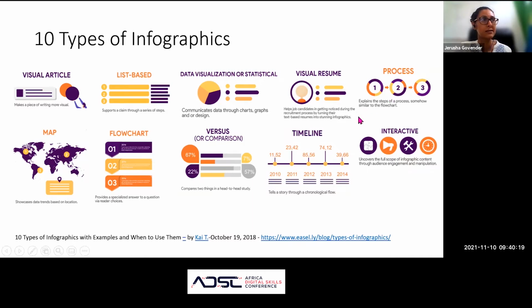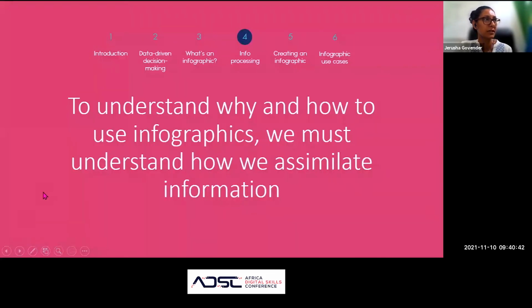You also get visual resumes, describing an individual or project. There are processes, maps, flow charts. You may have a comparison. You may have timelines, and there are also interactive ones. Some of the tools that I'll share with you, you can experiment with and see some of the more interactive infographics that you can utilize. So that's what an infographic is.